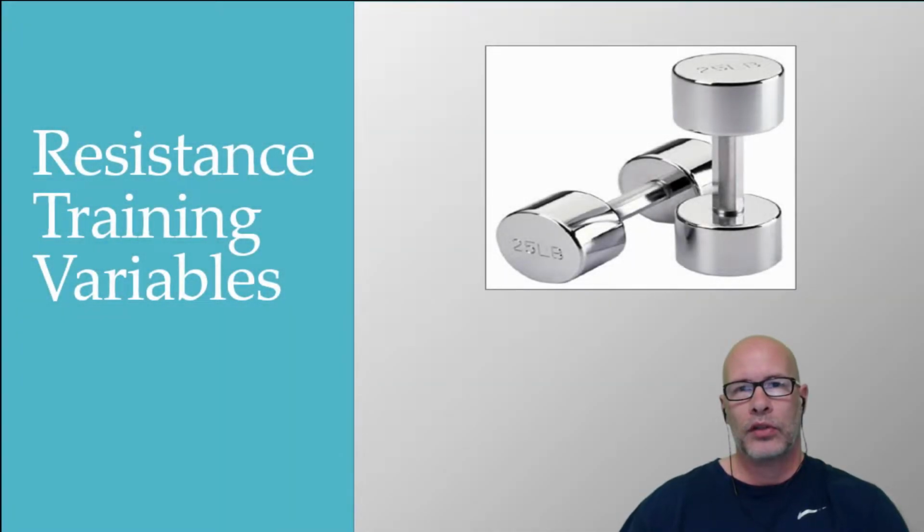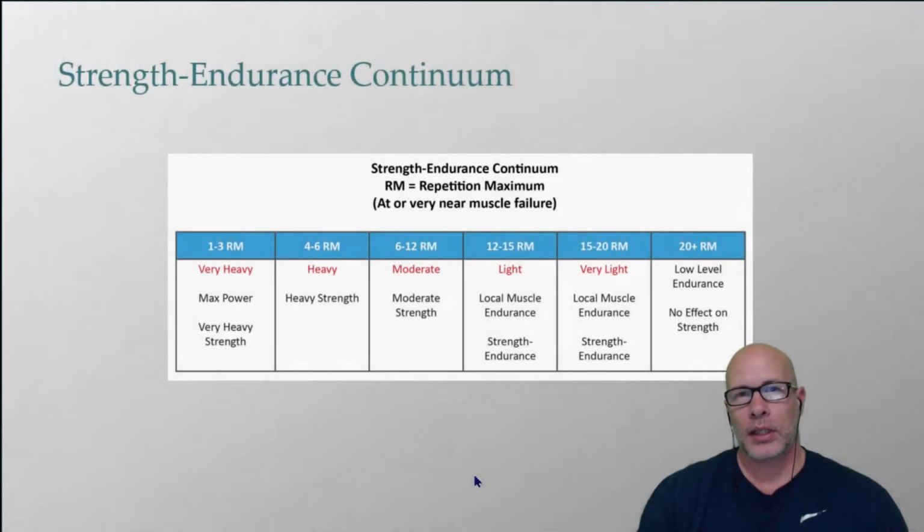In this video, I'll give a general overview of the variables that are involved in designing a resistance training program, such as frequency, sets, repetitions per set, rest periods between sets, order of exercise, choice of exercise, and so on. But first I need to explain the strength and endurance continuum.